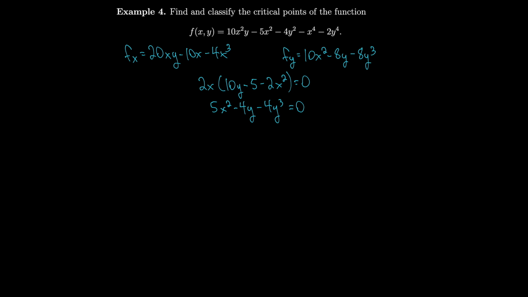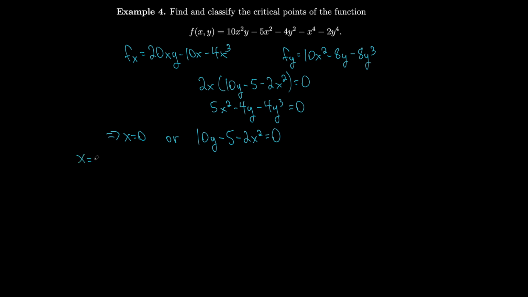Okay, so how about we look at when x is 0? Because that makes this guy 0, right? Just kills the whole thing off. So that's one possibility. Our other possibility is that this thing is 0. So we could also have 10y minus 5 minus 2x squared is equal to 0. All right, let's look at each of those possibilities individually.